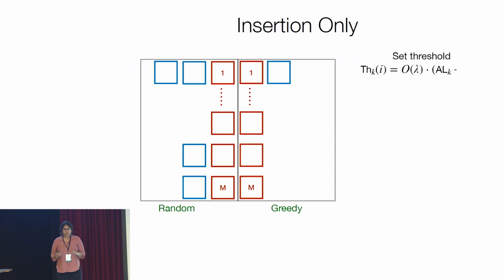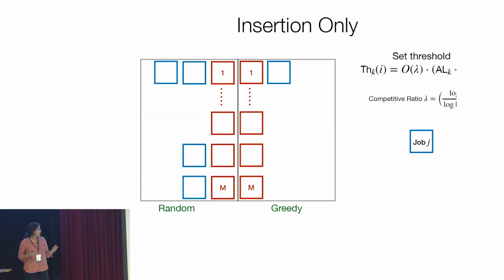So when a job comes in, what are we going to do? We're going to set some threshold in each dimension, and based on this threshold, we're going to decide where to assign this job. This threshold is going to depend on the competitive ratio that you want, and as we said, it's going to be log D over log log D.